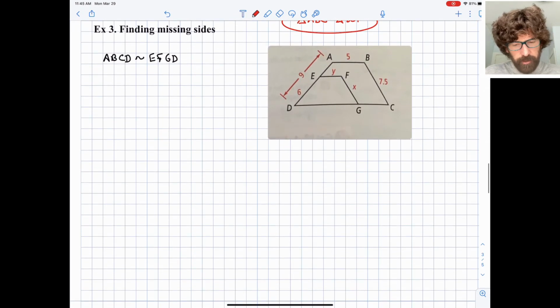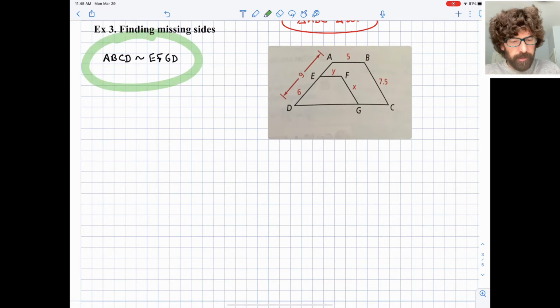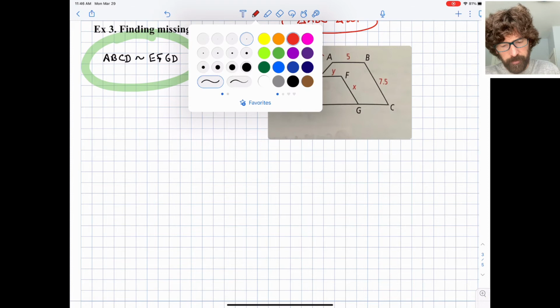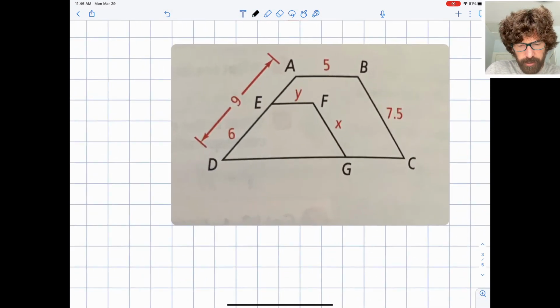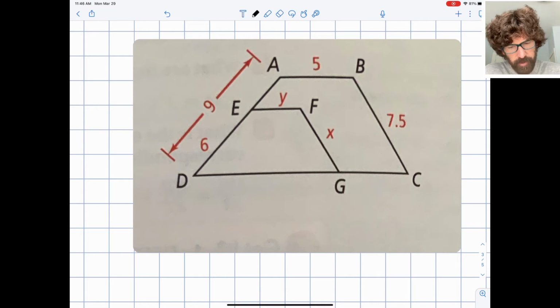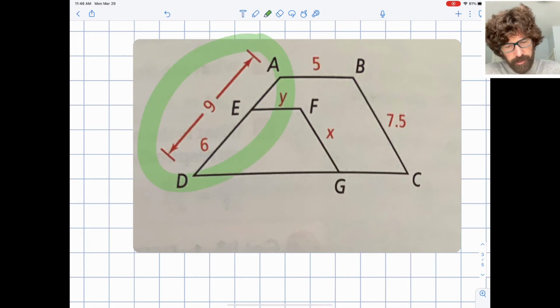In this next one, we are being told that the shapes are similar, so we don't need to check to see if they're similar. We're being told they're similar. And so what we need to do is find the missing sides. And it looks like we need to find y and we need to find x. So first thing to do is to find the scale factor. And I'm going to work with this side over here.